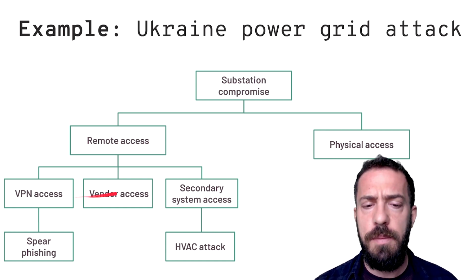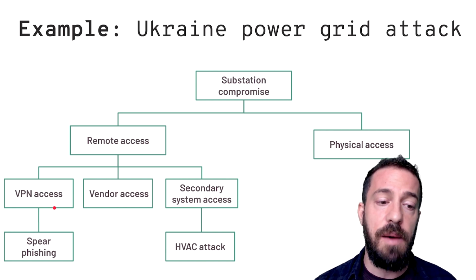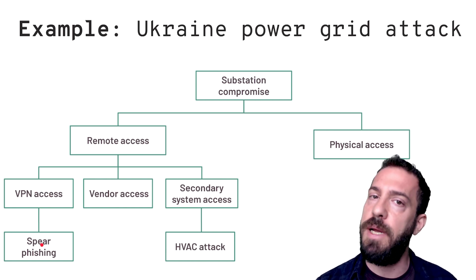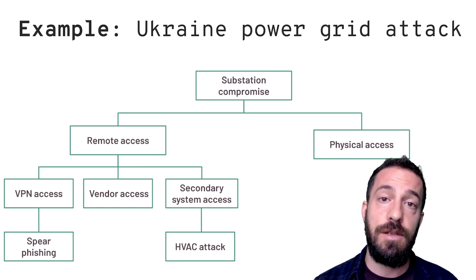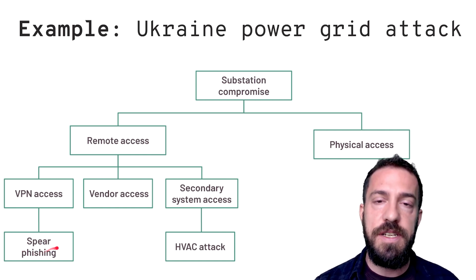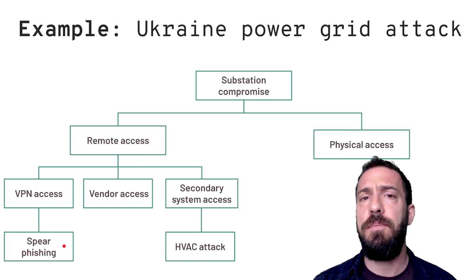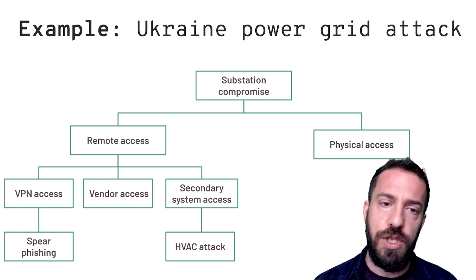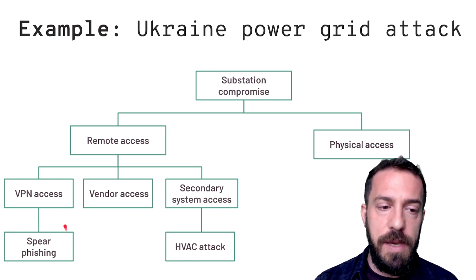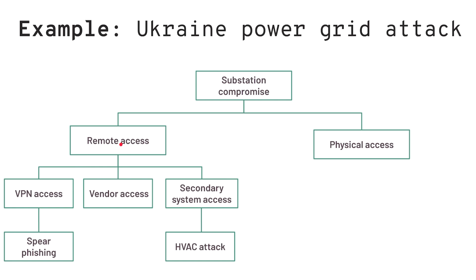And you can further break down these attacks. The VPN access happens through spear phishing in reality, but you can have other ways to steal the credentials. Spear phishing is one, but again, anything like bribery, blackmailing, anything that has to do with social engineering is possible to be able to get VPN access, to get remote access, to compromise the substation.